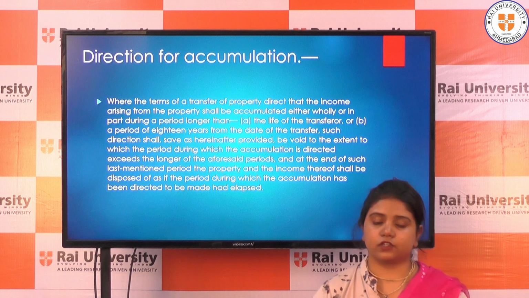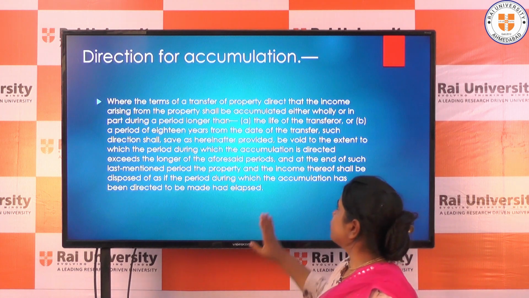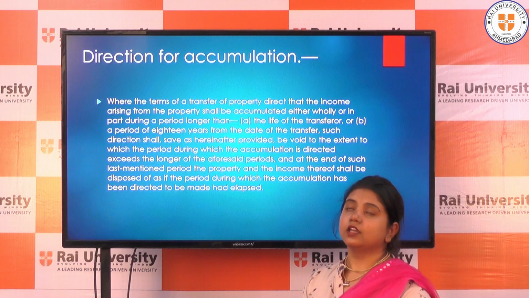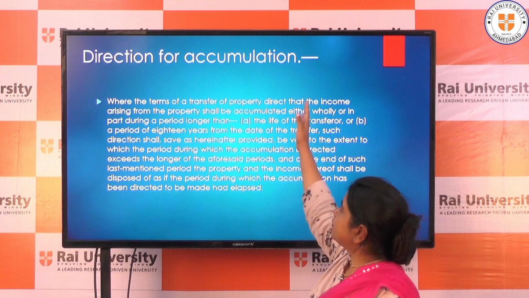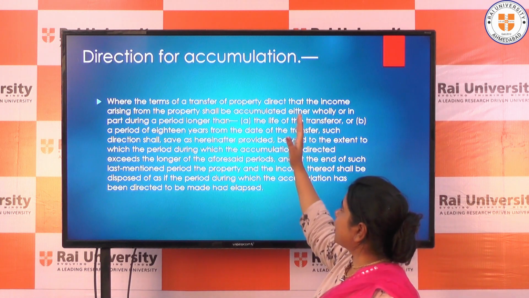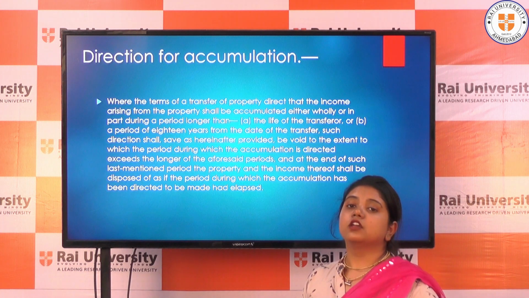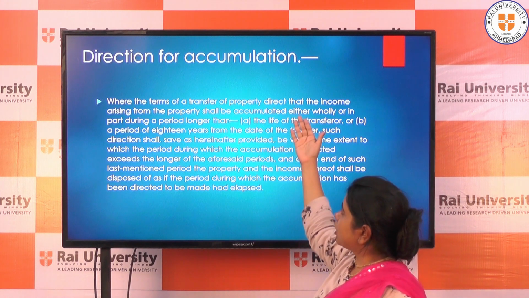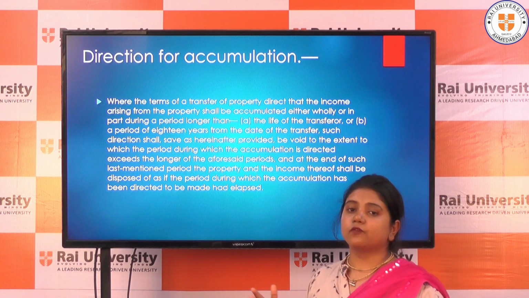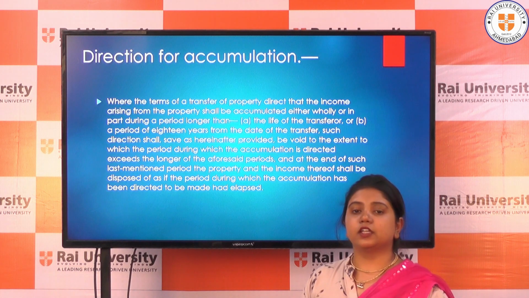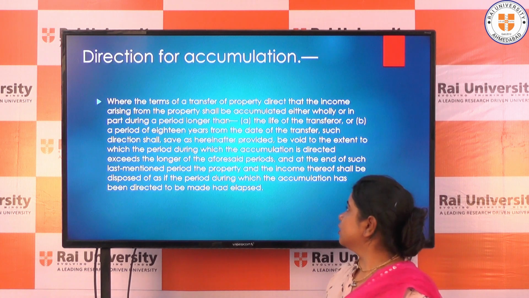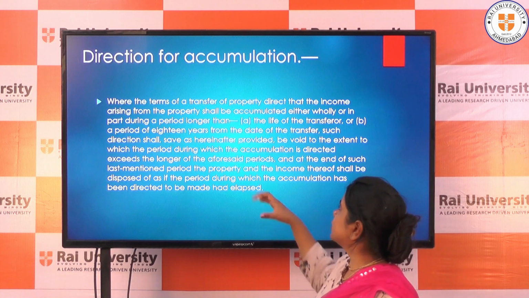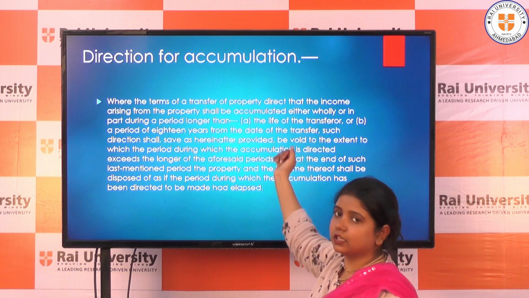Let's move to section 17 of the Transfer of Property Act. What section 17 basically deals with is the direction for accumulation. Section 17 is also known as the doctrine of accumulation. What does the term accumulation mean? It means to accumulate, to collect something. What does the collection deal with? The collection of certain rights, the collection of certain monetary benefits and so on.